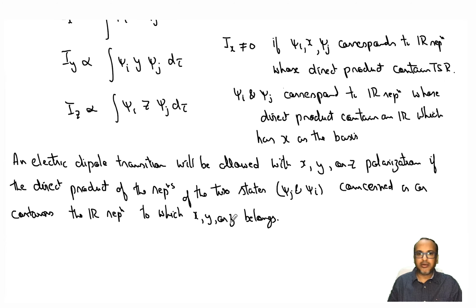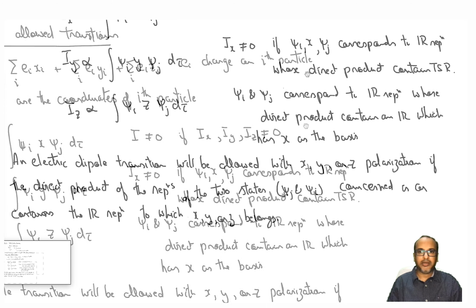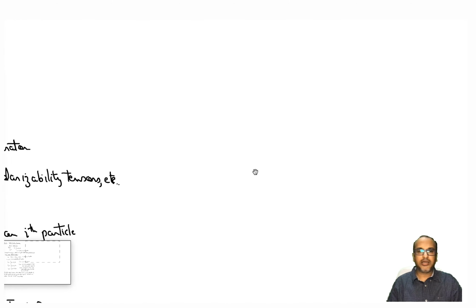which either corresponds to an IR representation containing X or contains an IR representation with basis X, Y, or Z, then this integration will survive, and then we will say that the integration is not equal to 0, and thus the spectral transition will happen. Otherwise, the spectral transition will be forbidden. So now let's look at an example. We'll try to see if we can solve it.